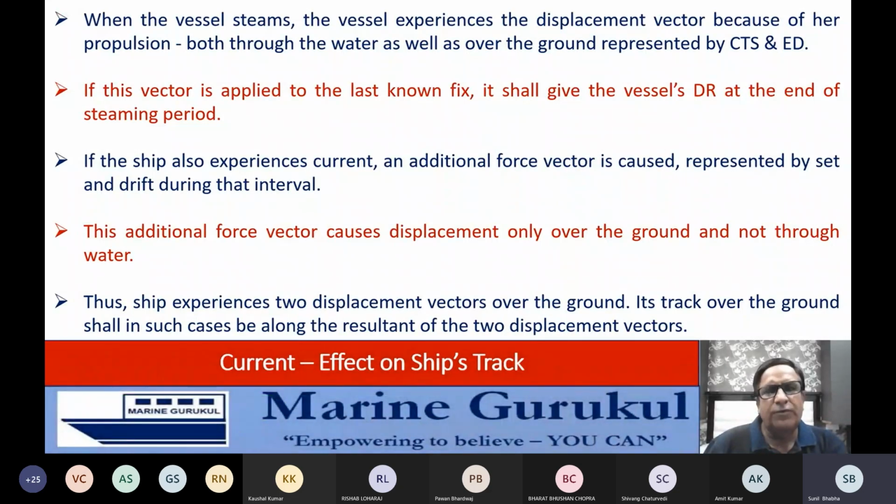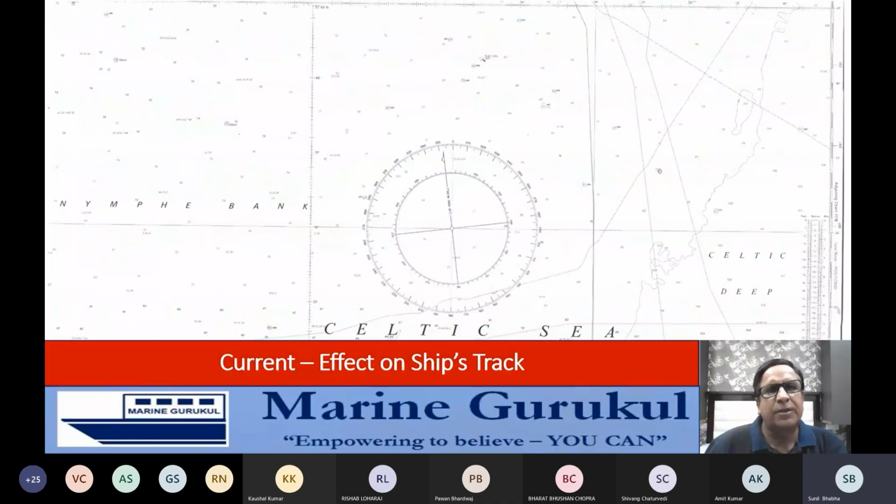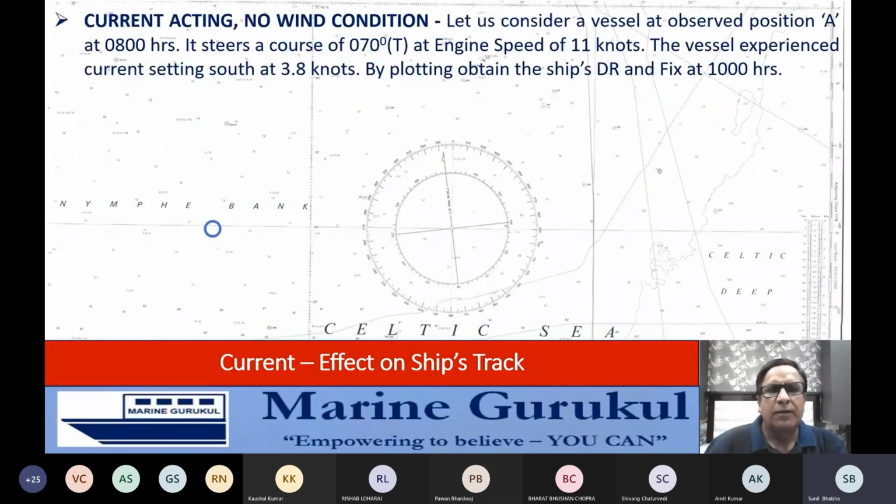Let's try to see what we have just discussed through a simple example. We have a vessel at position A at 0800 hours, you can see on your charts. It steers a course of 070 degrees true at an engine speed of 11 knots. The vessel experienced current setting south at 3.8 knots. Now, by plotting, we need to obtain DR and fix.